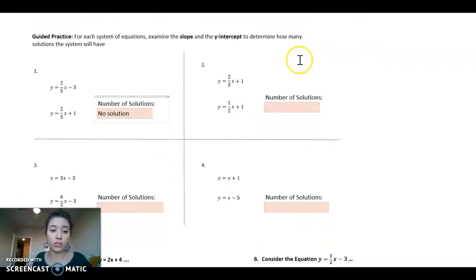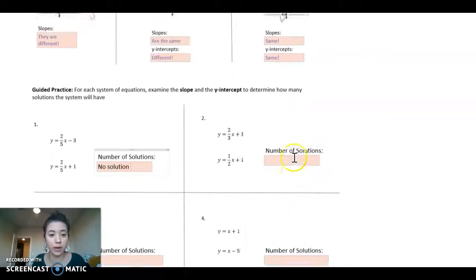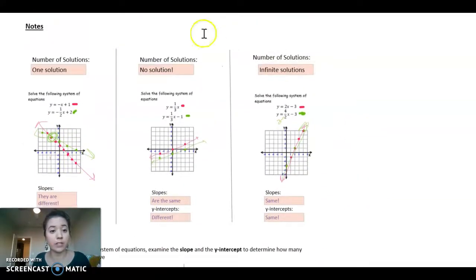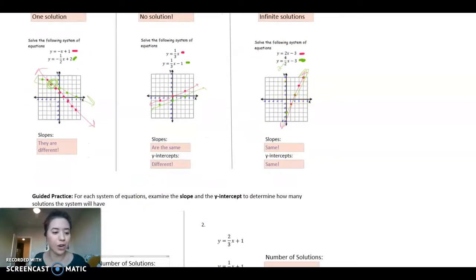Okay, so those are the questions I want you to ask yourself. Try these next three. Look at the slopes first. Are they different? And it has to be this answer, one solution. If your slopes are the same, it's going to be one of these two, but then you have to look at the y-intercept to determine whether it's no or infinite. Pause me now and give it a try.